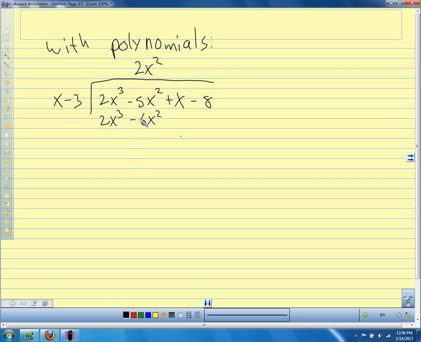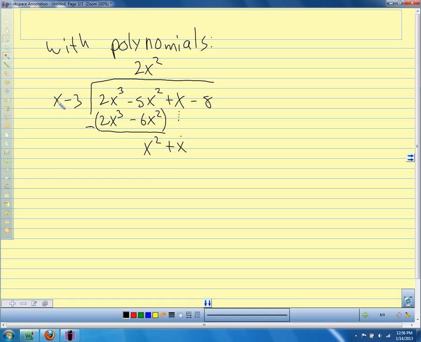Now where we have to be careful when we do long division is we have to remember that we are subtracting. So 2x cubed minus 2x cubed just gives me 0. Negative 5x squared minus negative 6x squared. So I have a negative 5 and a plus 6. So I get x squared. Now I'm going to bring the x down, plus x.